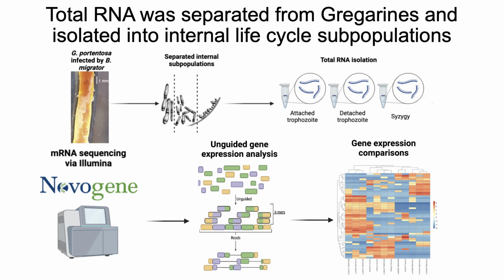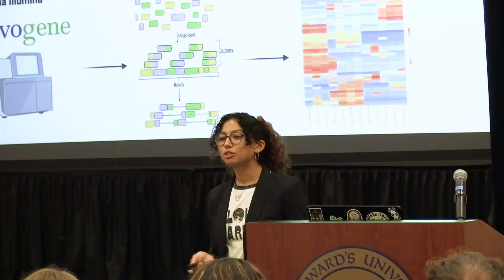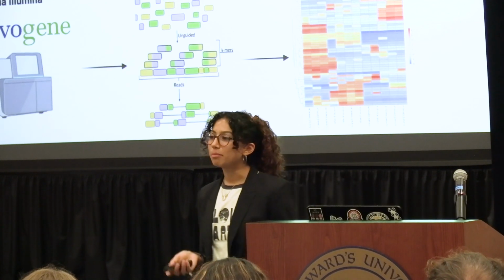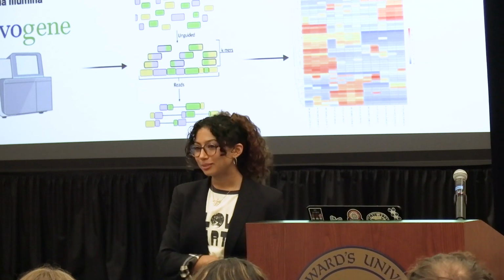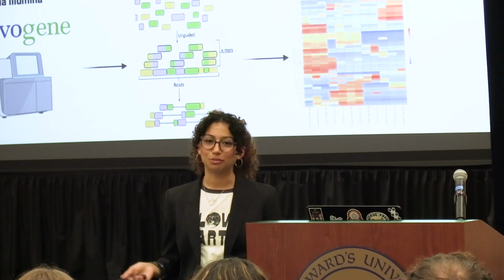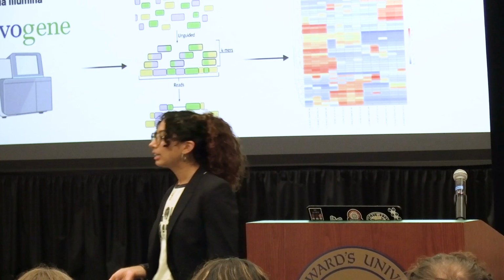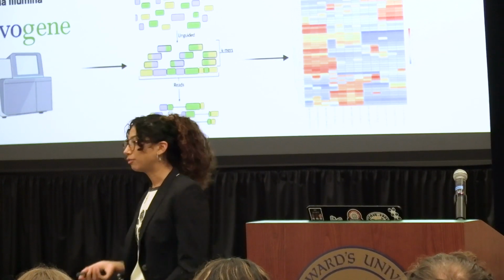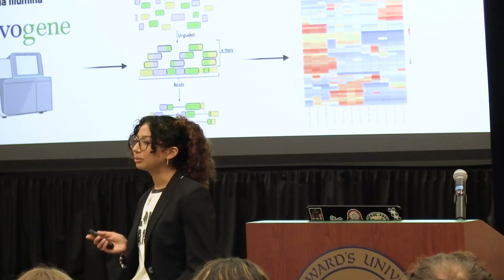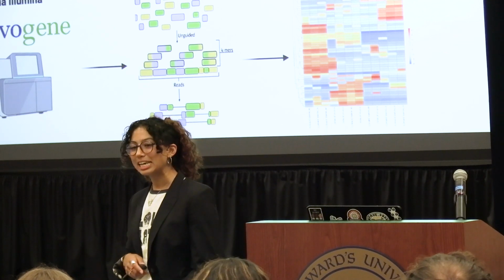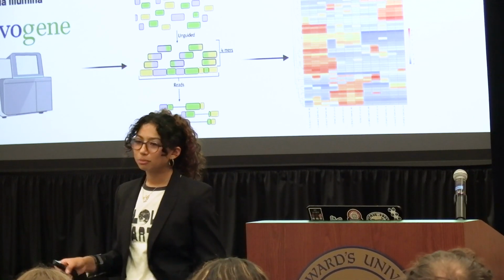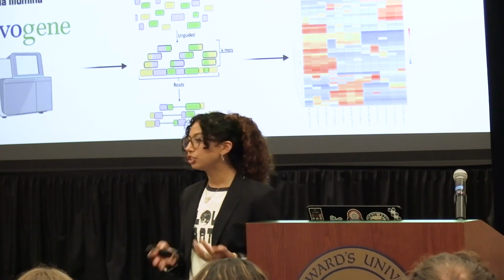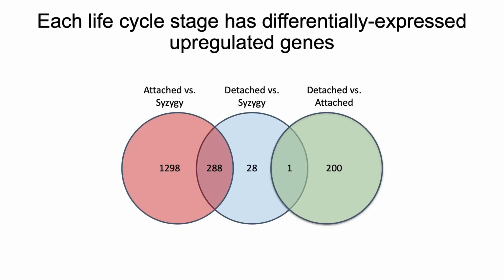Once I had the RNAs isolated, I then sent those samples to a company called Novogene, which conducted mRNA sequencing via the Illumina program. They then sent those sequences back to us, and we had to build the transcriptomes from there. Because gregarines are a highly understudied species, and there's no reference genome for us to use, we had to use a bioinformatic program known as Trinity, so we could build these transcriptomes unguided. Once we had these transcriptomes built, we were able to create generalized gene expression comparisons for them. One of those being differential expression analysis.